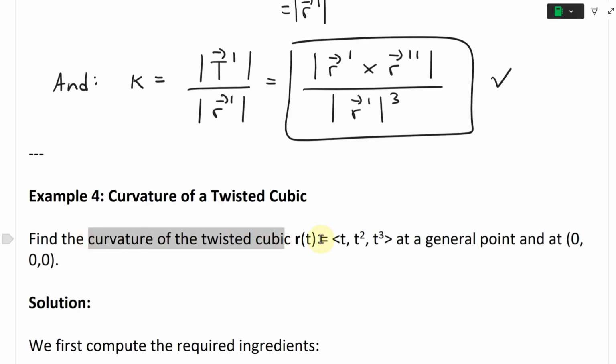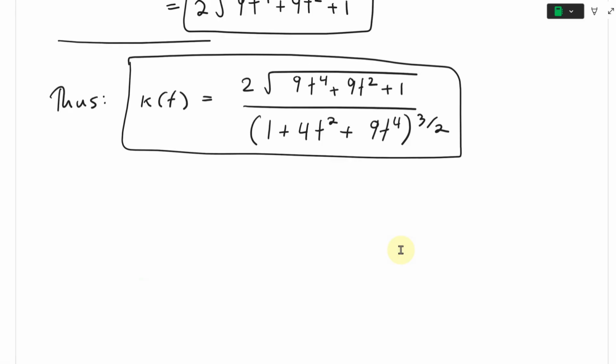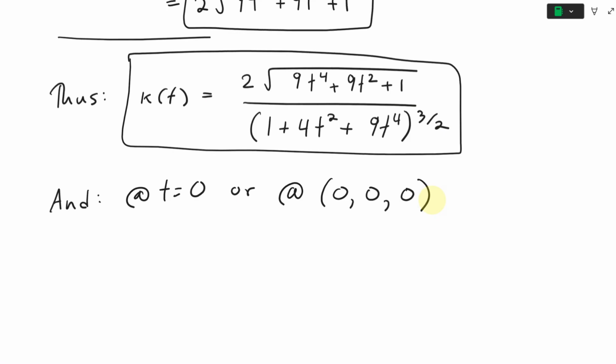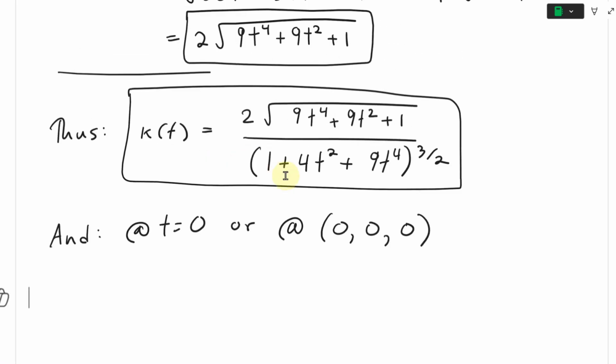So this was, again, find the curvature of a twisted cubic at a general point and at the origin (0, 0, 0). In other words, because we have a t there, at t equals 0. So the second point is at the origin, and that was the general one.